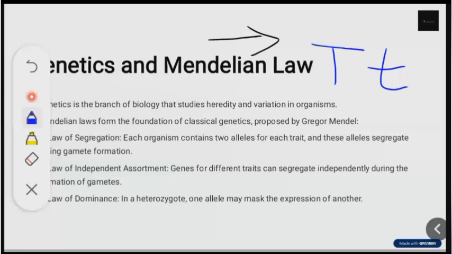So that capital T is an allele. What does allele mean? Allele means a variant of a gene. So an allele means a variant of a gene. Are we still together? Okay. Any questions so far? So everybody understood. No question. Yes, sir, we understand. Okay, that's fine.